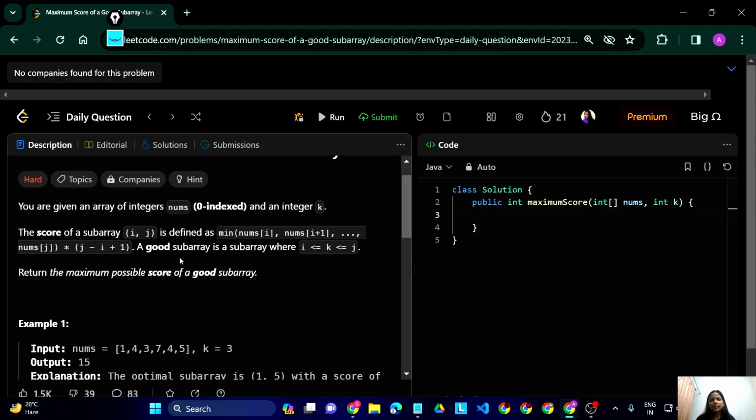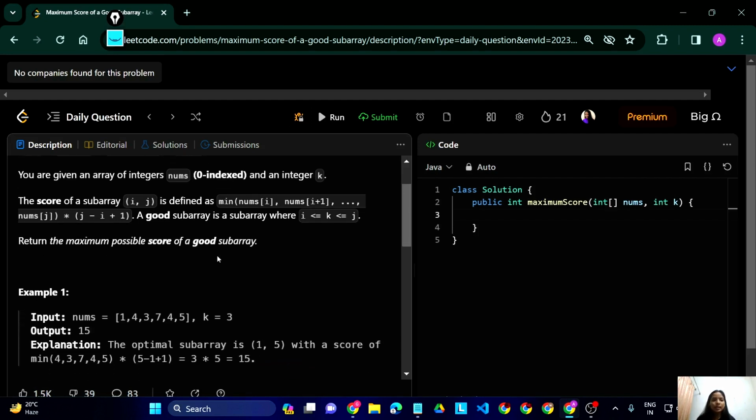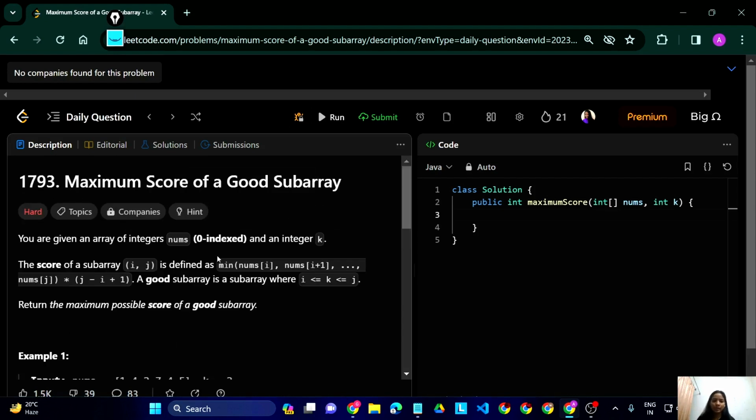They say that a good subarray is a subarray where i is less than or equal to k and j is greater than or equal to k. So basically in the end we are required to return the maximum possible score of a good subarray. The problem overview says we are given an array of numbers and a special position k within that array, and we want to find a specific subarray that maximizes a certain score. So the goal is to find a subarray which is centered at k that maximizes that score.